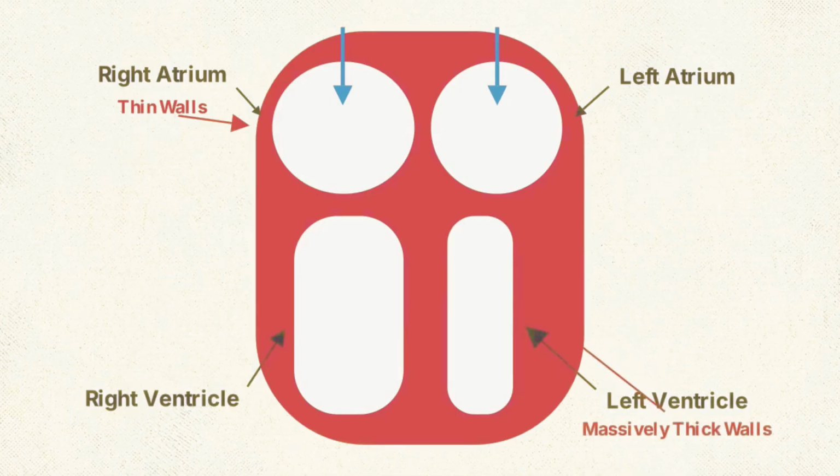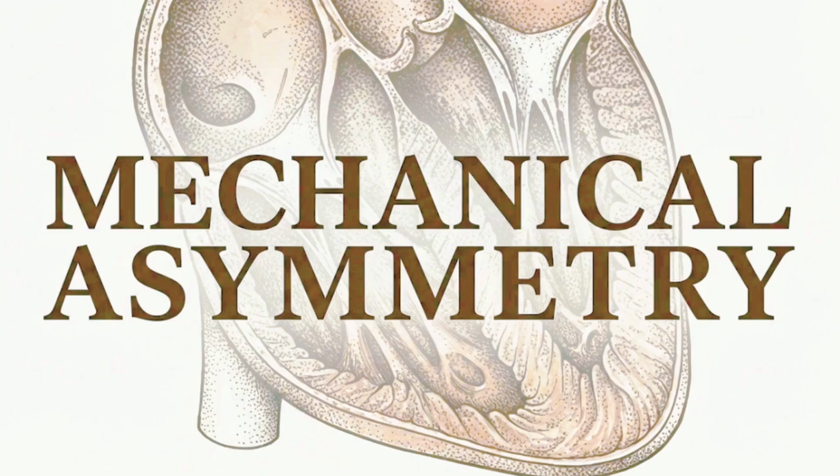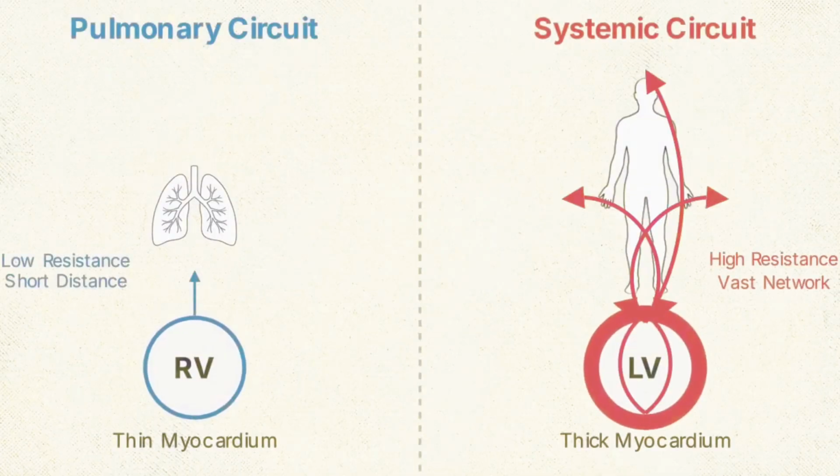Notice the structural asymmetry between the two. The wall of the left ventricle is significantly thicker than the right. In biological systems, form follows force. The left ventricle requires immense myocardial force to push blood through the entire body, while the right ventricle only needs enough pressure to reach the nearby lungs.